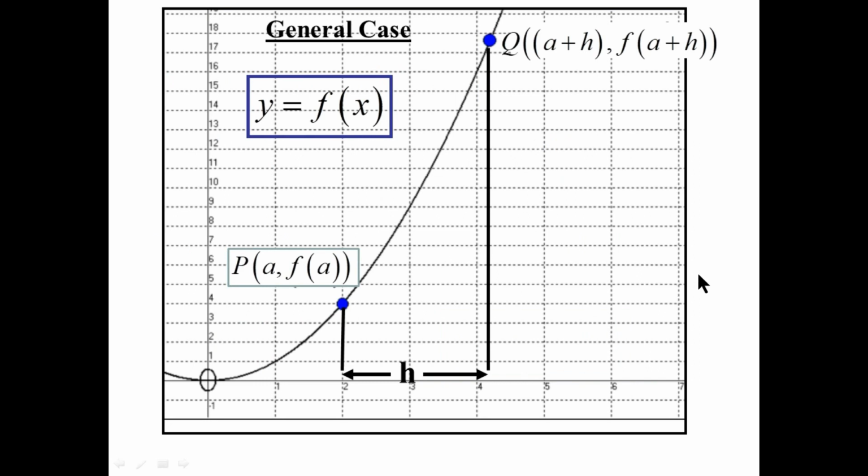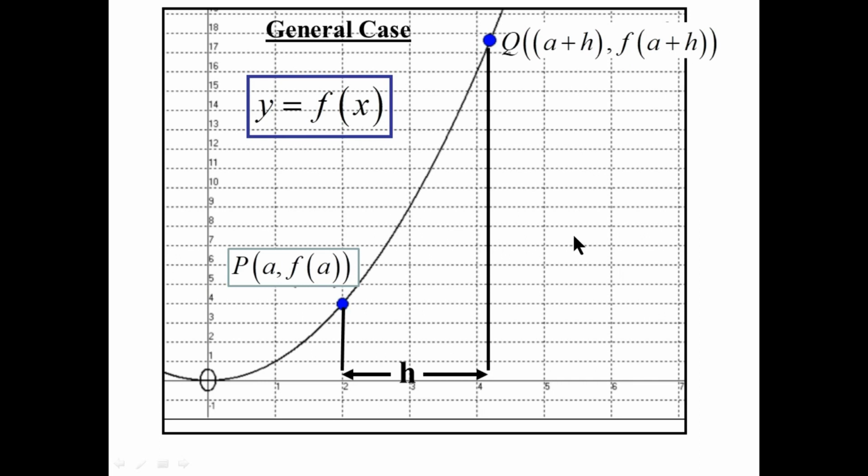So let's do this in general. The general case. So y doesn't equal x squared, y equals f of x. And f of x could be sine x or cos x. It could be a cubic or a quartic or any function at all. y equals f of x. So let's consider the point P, a, f of a, an arbitrary point on the curve. And let's pick another point on the curve called Q, which will be displaced to the right by h units, so a plus h, and then of course the y value has to be f of a plus h.